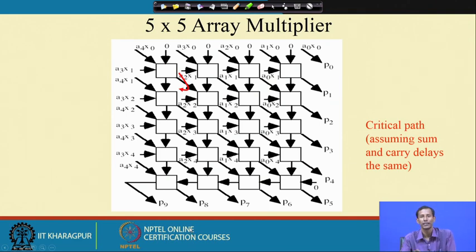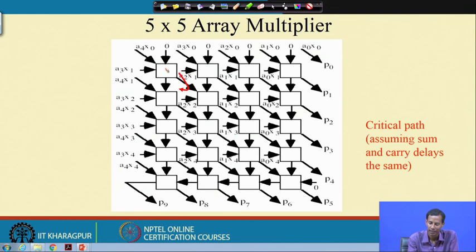If we follow this particular array multiplier architecture, each of these cells is a processing element. This is processing element 1, this is processing element 2, then 3, then 4, something like this. From these particular positions, I am getting the corresponding outputs or results.